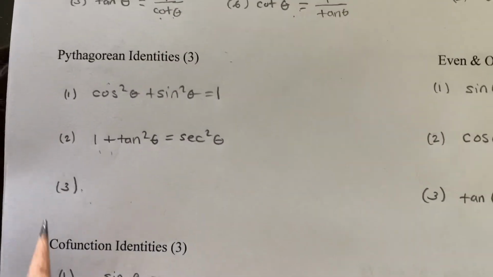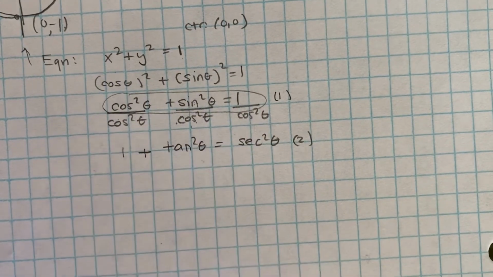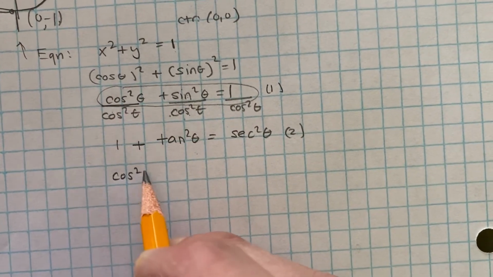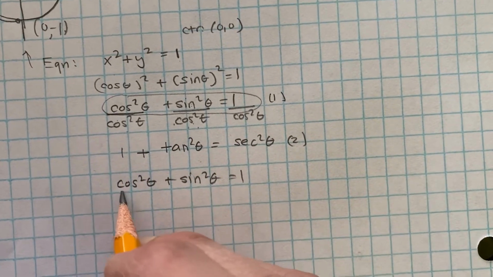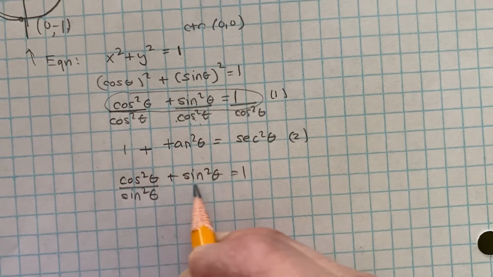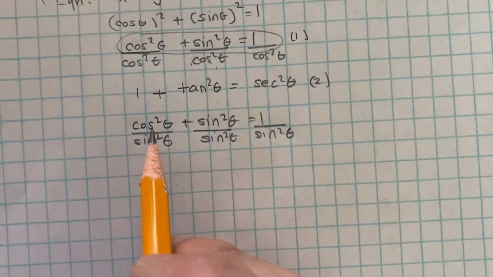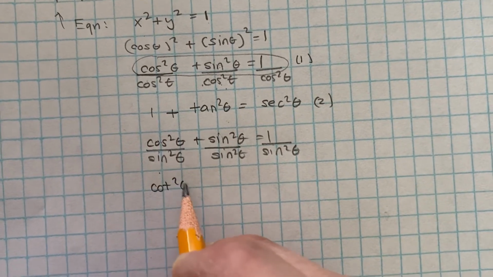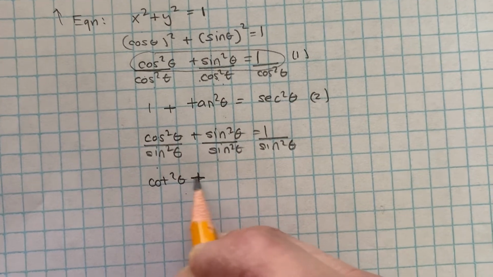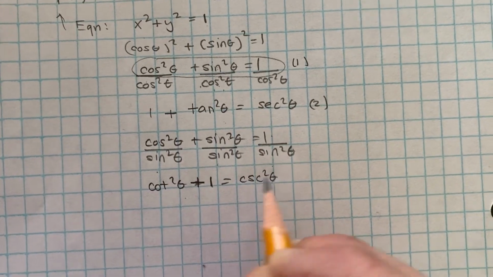Okay, one last one. We still have Pythagorean identity number 3. So going back to this original equation, cosine squared plus sine squared is equal to 1, instead of dividing everything by cosine squared, I'm going to divide everything by sine squared. Okay, so even in deriving these identities, you have to know other identities. You have to know that cosine squared over sine squared, well, that's just cotangent squared. Sine squared over sine squared is just 1, so this should be plus 1. And 1 over sine squared, that's just cosecant squared.